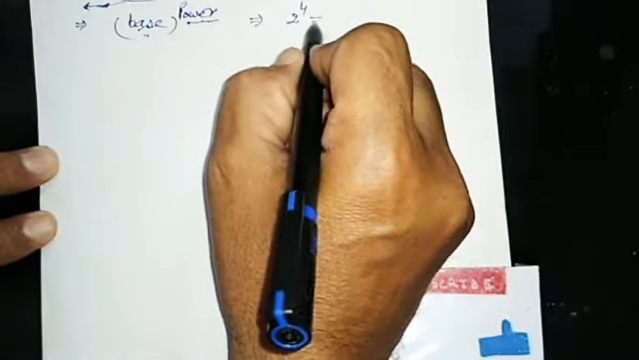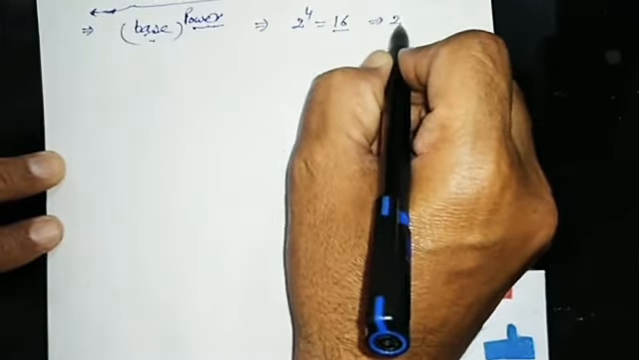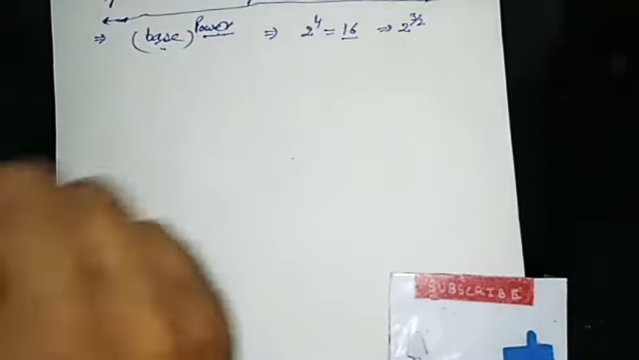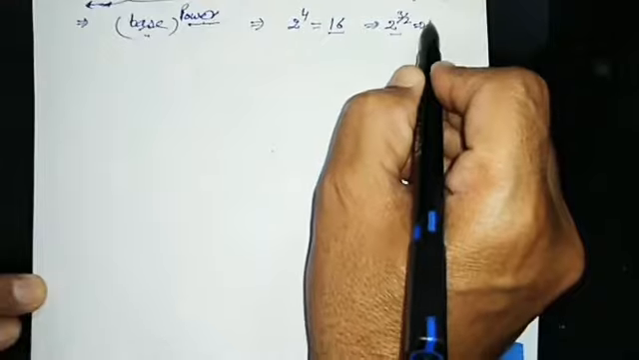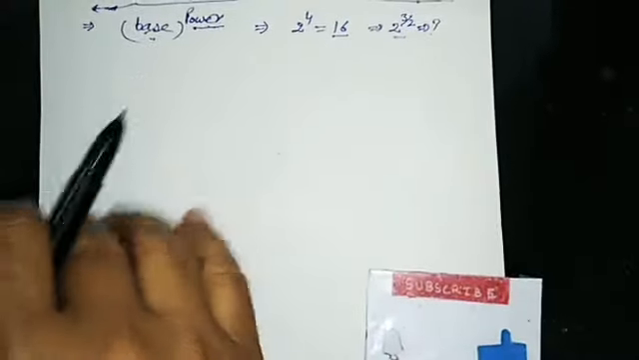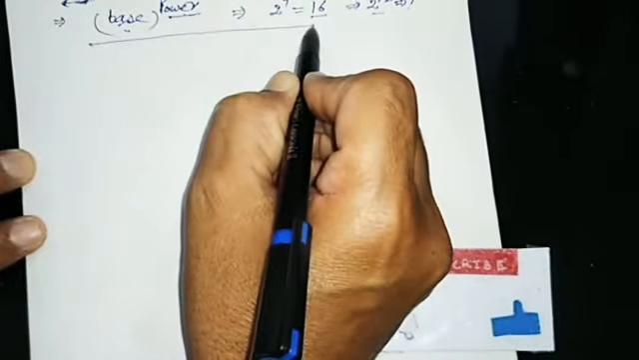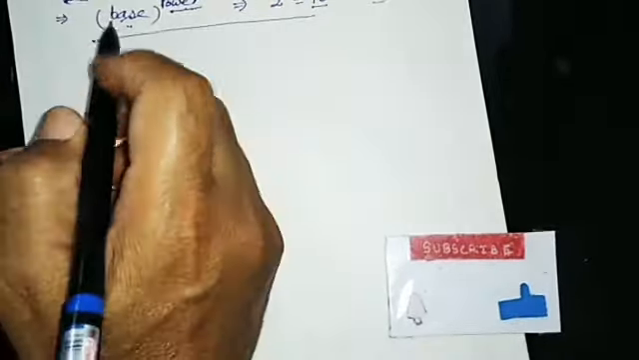2 power 4, what would that be? That is 16. But if we say 2 power 3 by 2, then what would you do? We don't know what its value will be. So we will discuss the operations, how these types of real numbers are solved.